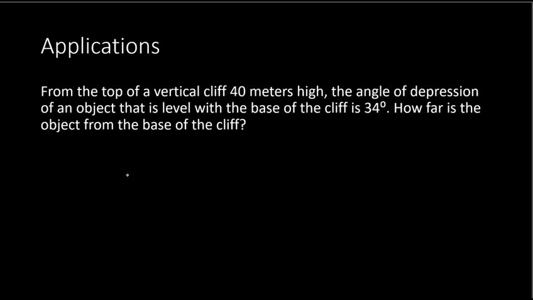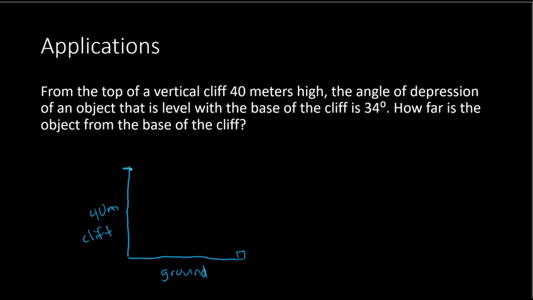So again, it's helpful to draw a picture when you have these word problems like this. So right here, we'll say this is the cliff. So this is 40 meters in length. That's the cliff, 40 meters. And then the base of the cliff would be down here. This would be the ground. And it says there's an object down here that is level with the base of the cliff, and it says the angle of depression is 34 degrees.